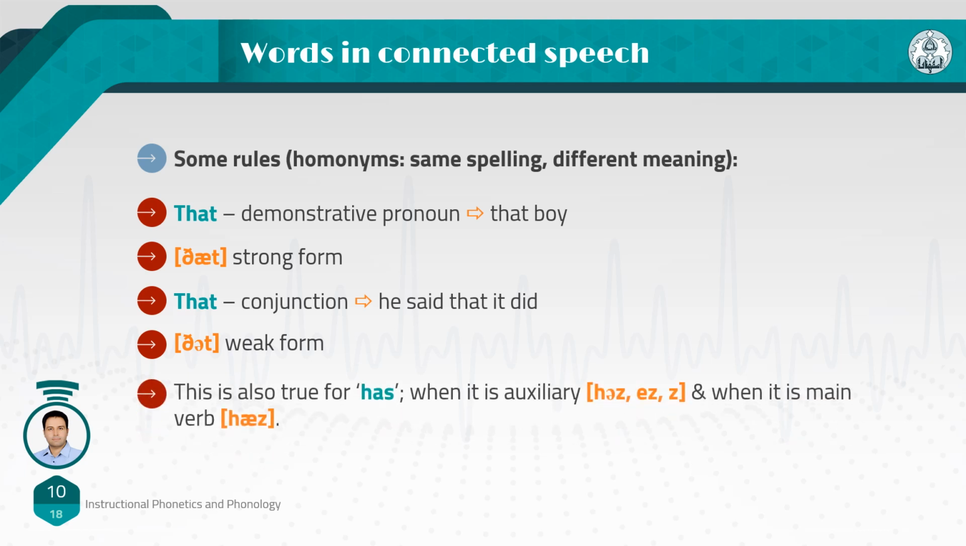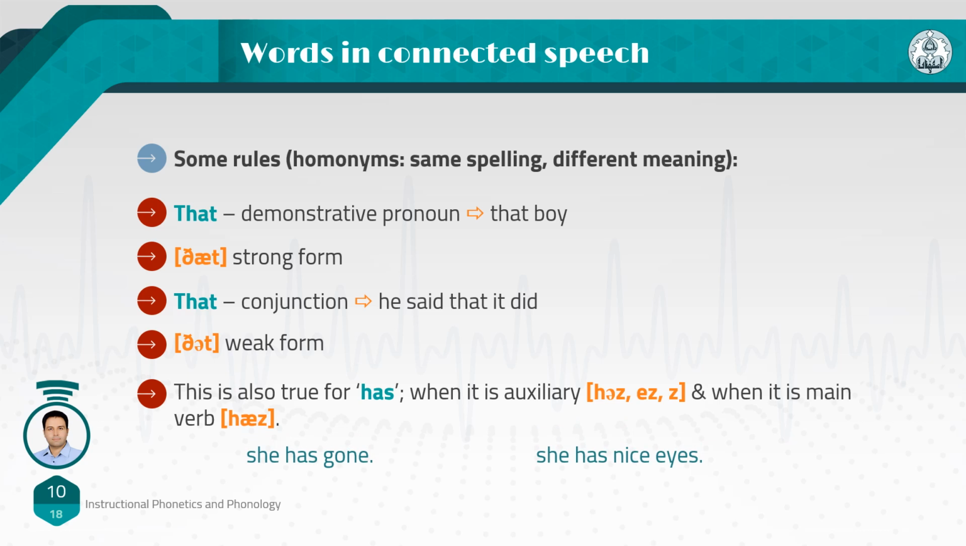Similarly, this is true for "has," when it is auxiliary and when it is main verb. When it is auxiliary, we pronounce it as "həz" or "əz" or "z." And when it is main verb, we pronounce it as "has." Look at this example.